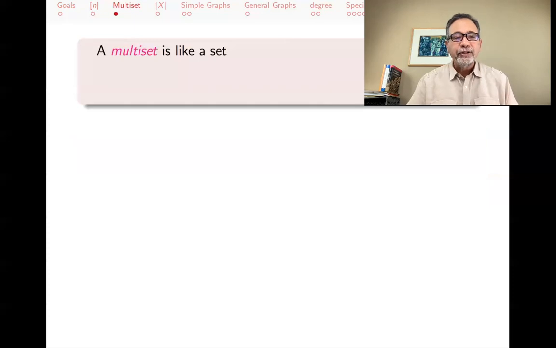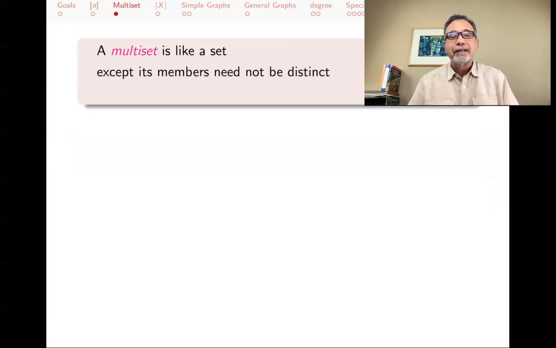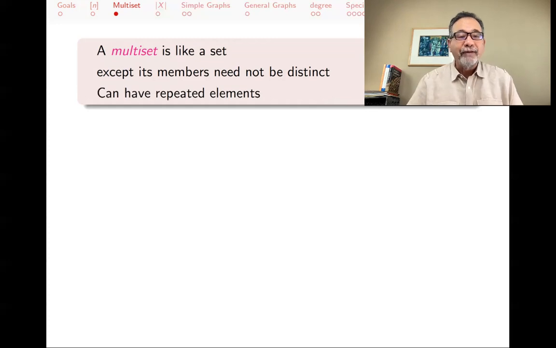Okay. Now, the first thing I'm going to tell you is what a multiset is. A multiset is like a set, except that members need not be distinct. When you have a set whose elements are Jeff, Frank, and Pedram, you just can't have two Jeffs in that set. In a set, members are distinct. But in a multiset, we relax that condition, and we can have repeated elements.